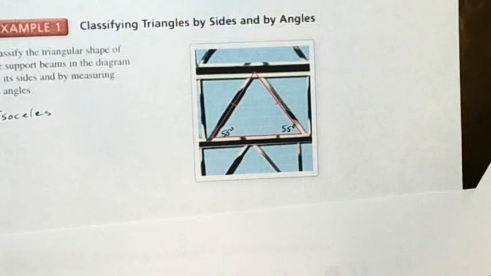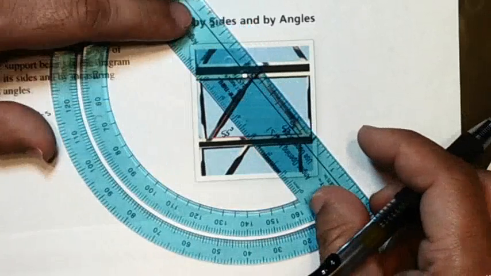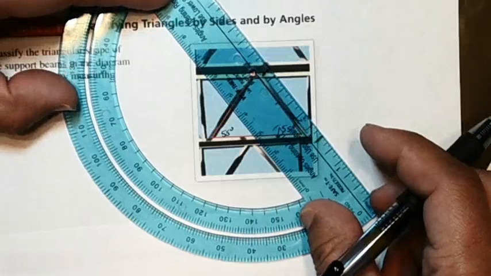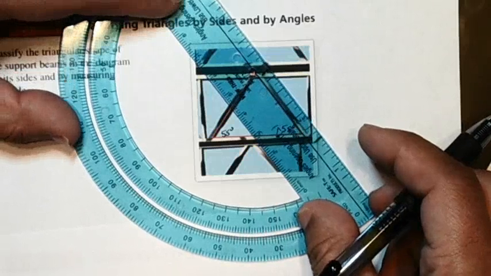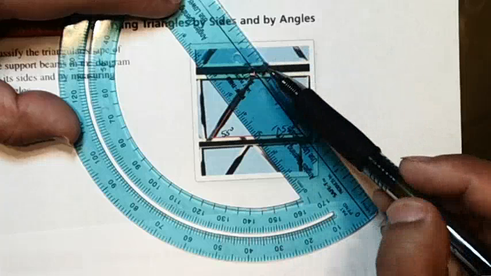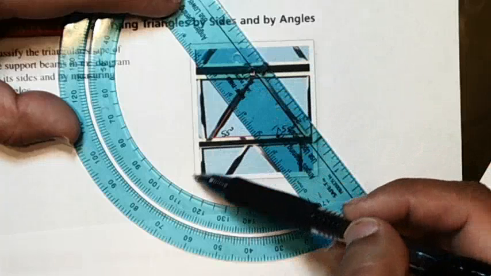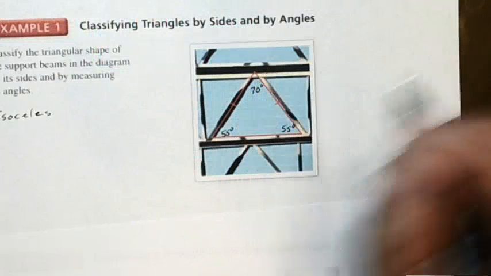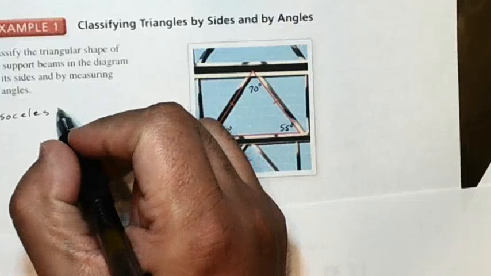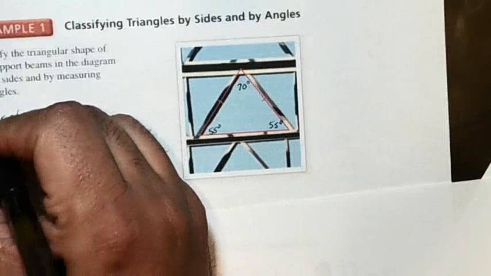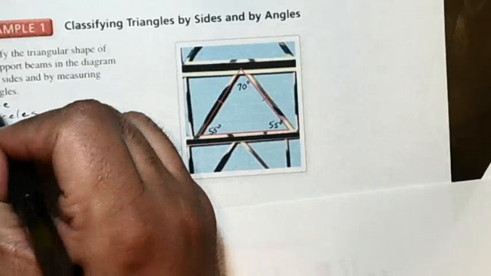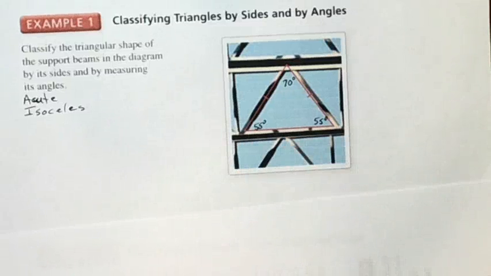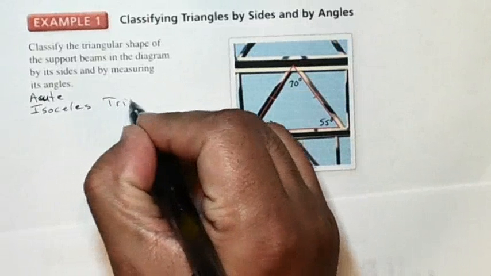Alright, so I got 55 and 55. We need to measure this other angle. And following that, looks like that's going to be 70. So we got an isosceles. We'd call this an acute isosceles, if I can spell. Excuse me, ACUTE, acute isosceles triangle.